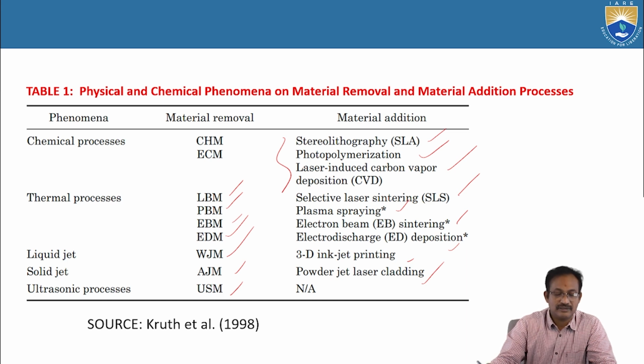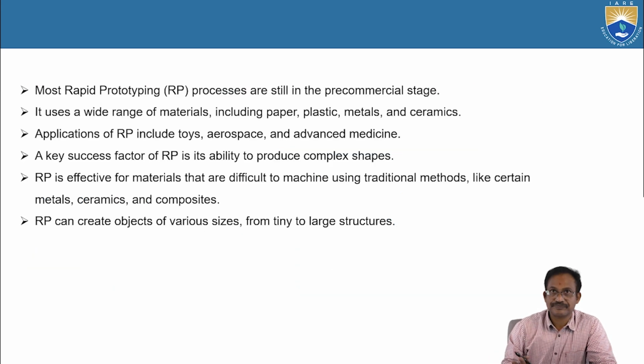In unconventional machining processes, the corresponding one is water jet machining. In solid jet, abrasive jet machining, and in RP, that is powder jet laser cladding. And there is no alternate for ultrasonic processes in rapid prototyping.